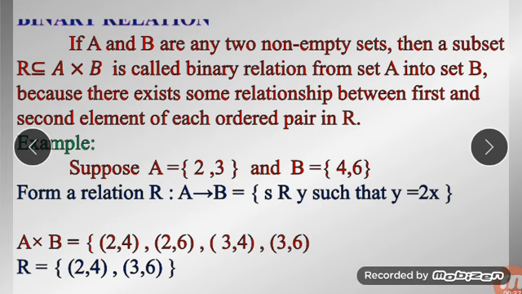Now from this set, we have to establish a relation R where y is double of x. Here we can see that the first element is x and the second element is y. So we can see here that 4 is double of 2, so this can be in the relation. 6 is not double of 2, so it should be excluded. Similarly, 4 is not double of 3, but 6 is double of 3, so this will be in the relation. So this is a relation.